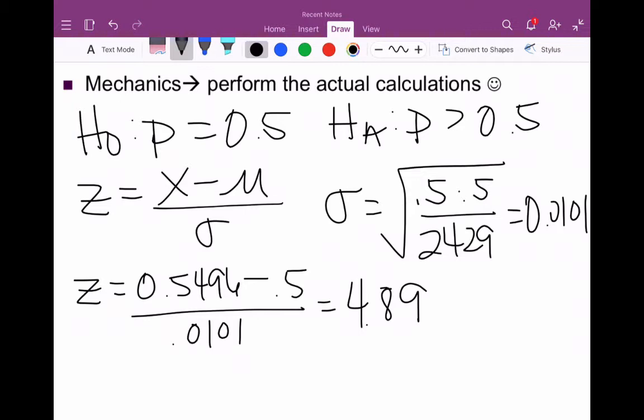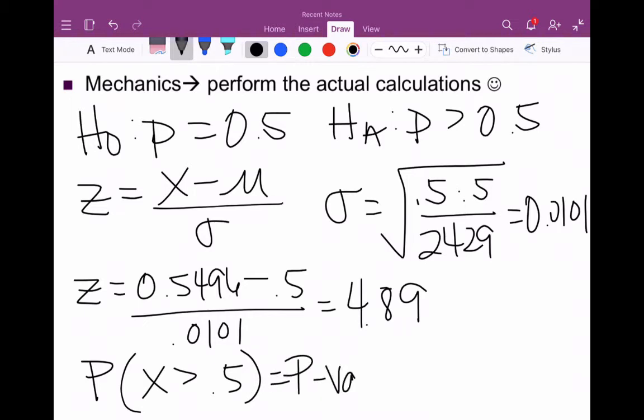Having a z-score of anything above 3 or below -3 should send a red flag that your probability is going to be basically 0. So in this case, the probability that x is greater than 0.5, which is equal to my p-value, is equal to 0. And there are 6 zeros there, and then 5. And this is basically 0. What this p-value means is that there is essentially a 0% chance that the home team would win 54.96% of the time if there were no home field advantage.